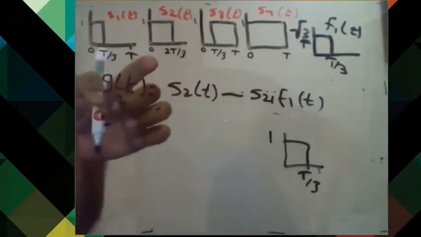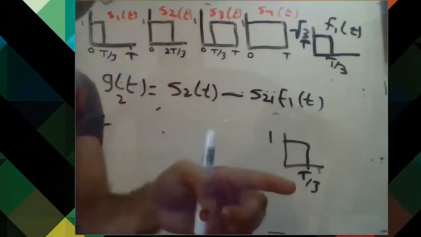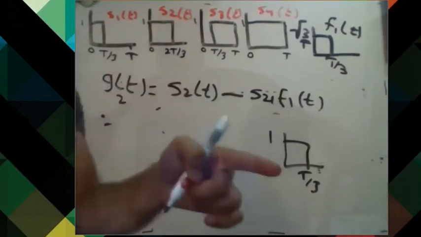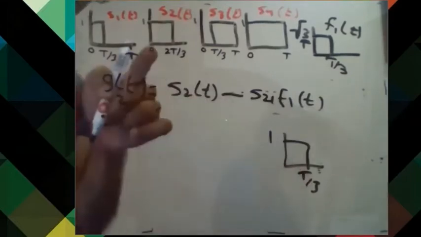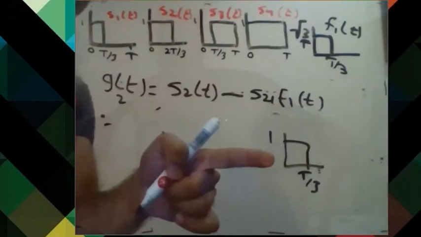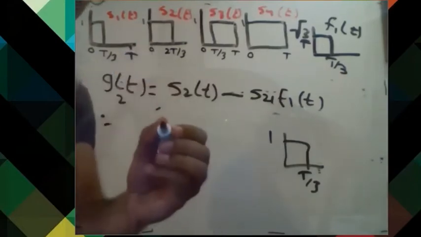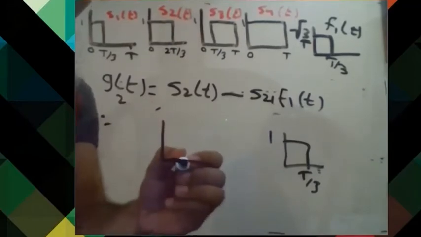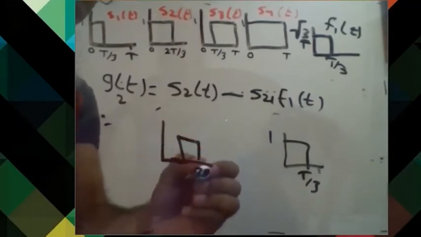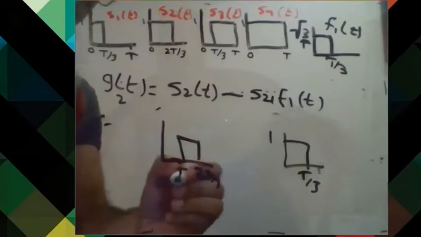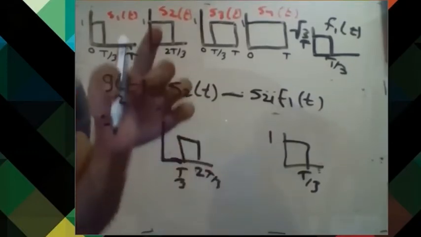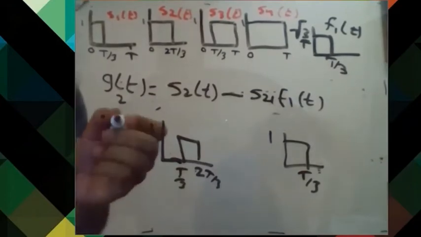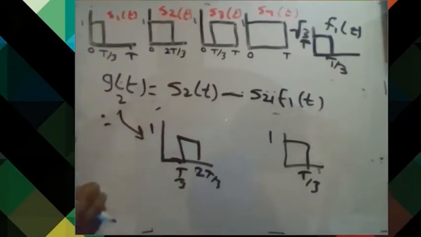So from S2, I have to subtract this part. So you just have to subtract these two signals. This is from 0 to t by 3. So from 0 to t by 3, 1 will be subtracted from this signal. And from t by 3 up till 2t by 3, I'll have this signal still there. Now this signal is G2 of t.